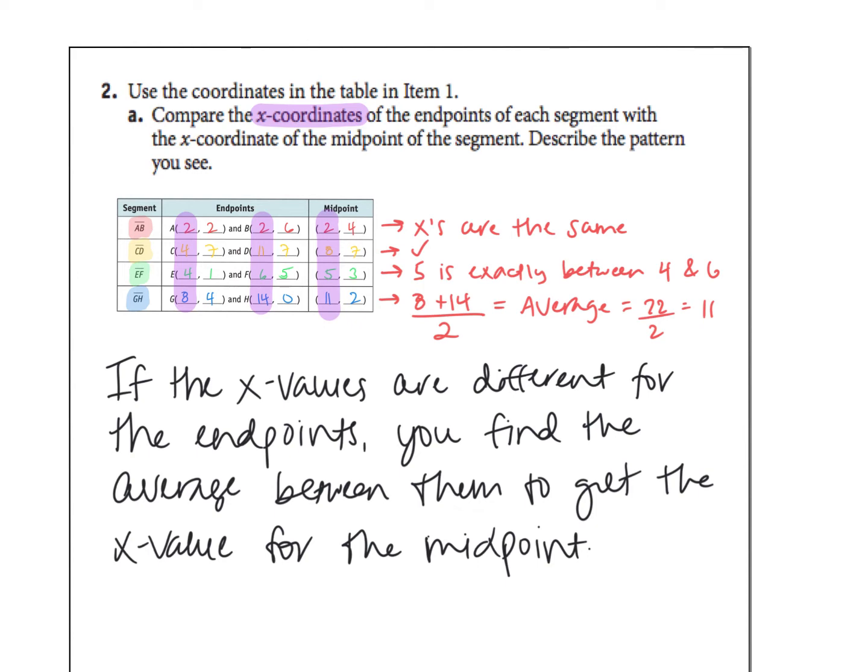And again, remember, if they are the same number for both endpoints, the midpoint will also be the same number. So we're reviewing that idea of average. Remember, average is adding all the numbers together and dividing by how many there are. For midpoint, we're only working with 2 endpoints, so we're always going to be adding 2 numbers and dividing by 2. What if we did the same thing for our y values? Let's see if we notice a similar pattern.